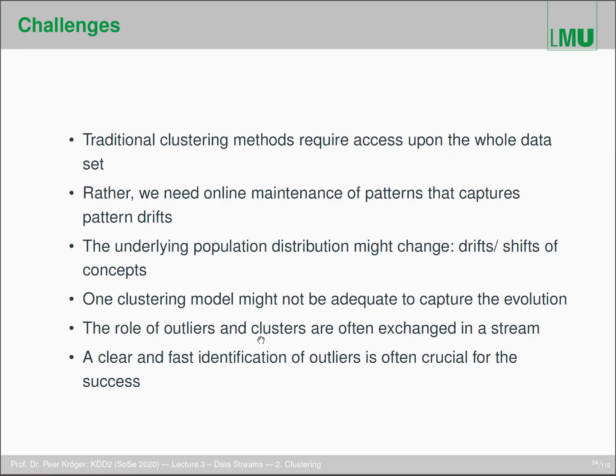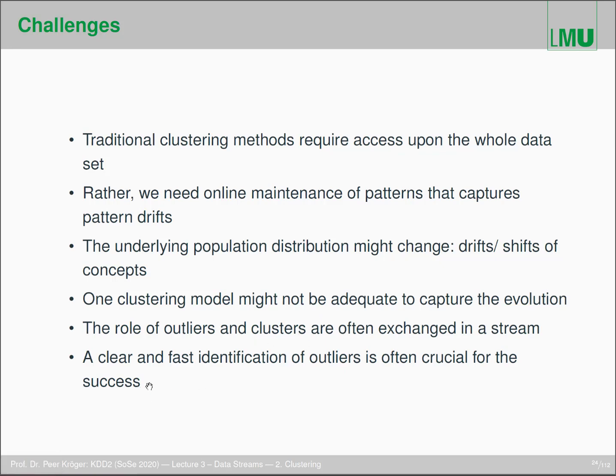So things that have been outliers become clusters, because in that region a lot of observations appear during time, and the other way around. So clusters that are there in an early stage of the stream, in an earlier time period, may get, some of those points may get obsolete, some of those observations, and then the remaining observations become outliers. So we have to take care about that.